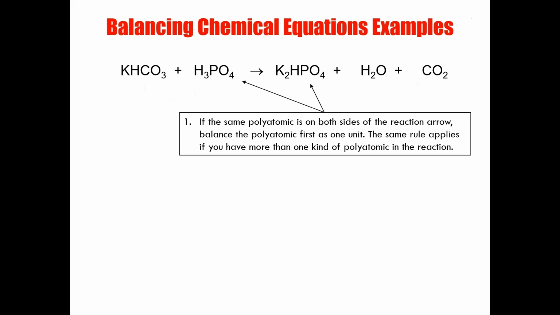Looking at my phosphate ions, I have one phosphate ion in my reactant side, and I have one phosphate ion in my product side. And so in fact, the phosphate ions are already balanced. And so there's nothing left for me to do than to move on to rule number 2.